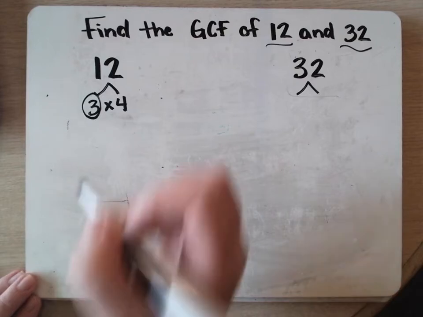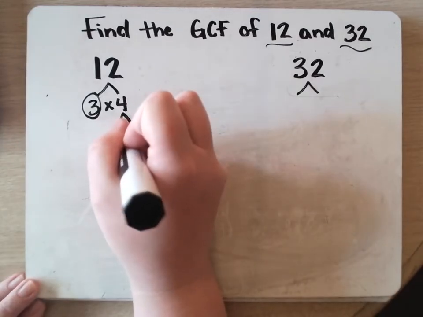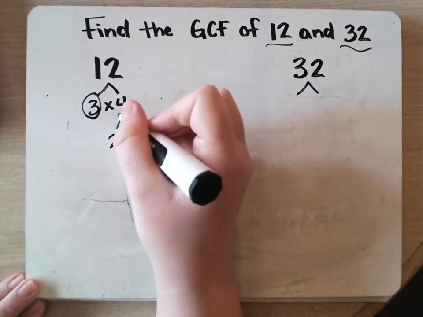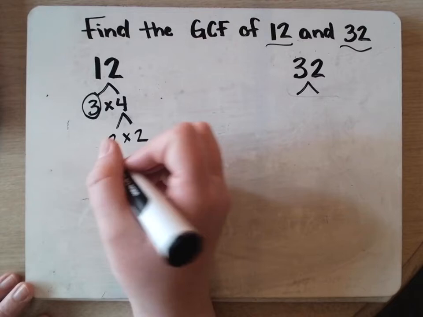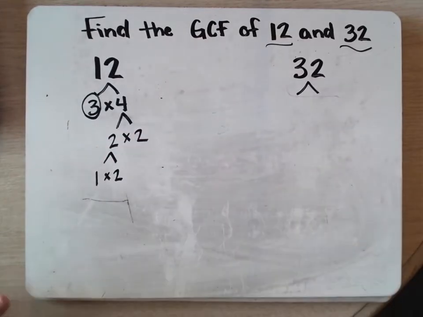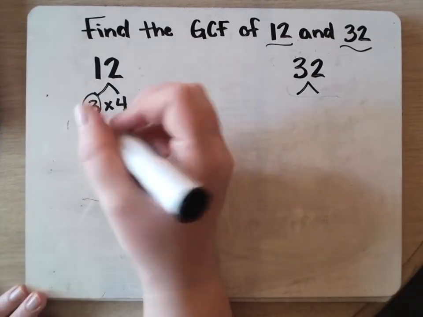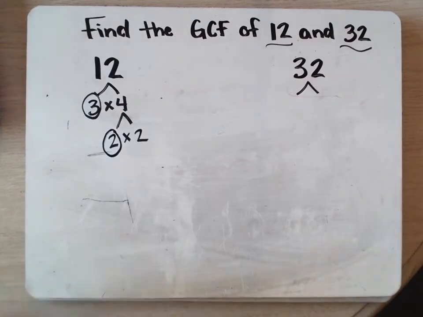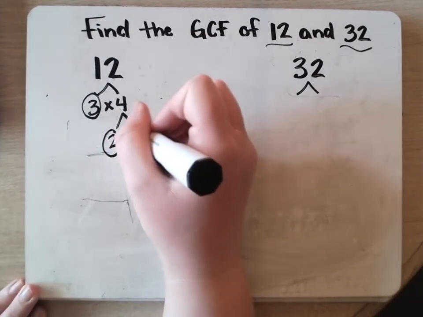Now you need to come to the 4 and break your 4 down. I can break 4 down by saying 2 times 2 equals 4. Now I have to stop and think about my 2's. The only factors of 2 that I have left are 1 times 2. So I can go ahead and circle that 2 since I know the only factors of 2 are 1 times 2. If I've circled this 2, it's the same thing for this one.